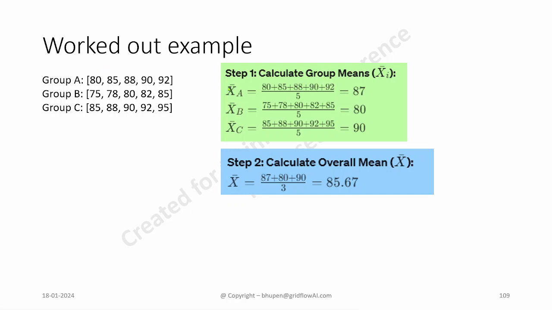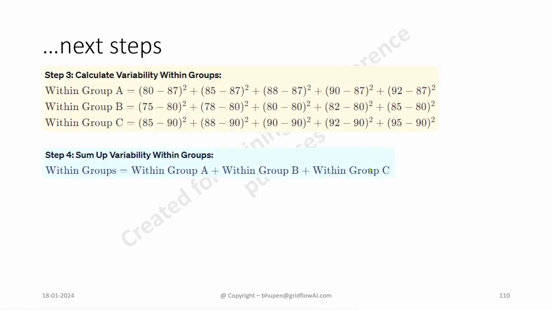The first step is to compute the mean of each of the groups. Let's say 87, 80, and 90. These are the means of each of the groups. Then we compute the overall mean here. After that, we compute the deviation within the group for each of the points and square them up, and finally add all the variability within the groups, group A, B, C.